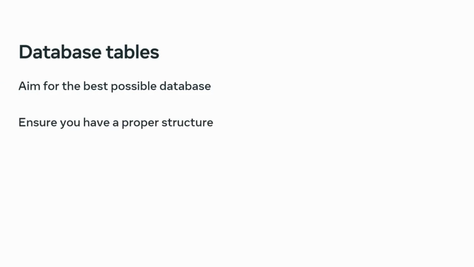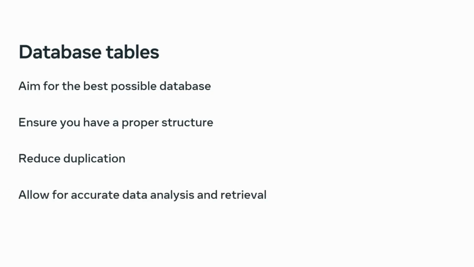Before you begin, make sure that you've watched the video on first normal form, or 1NF. Database normalization is a progressive process, so you must be familiar with 1NF before you can implement 2NF. So why do database developers require database normalization? If you're going to store content, you should aim to have the best possible database. Best means that it has a proper structure that reduces duplication and ultimately allows for accurate data analysis and data retrieval. To get the best results, engineers build tables in a way that optimizes the database structure. This video focuses on how to design tables in a relational database to meet the second normal form criteria.